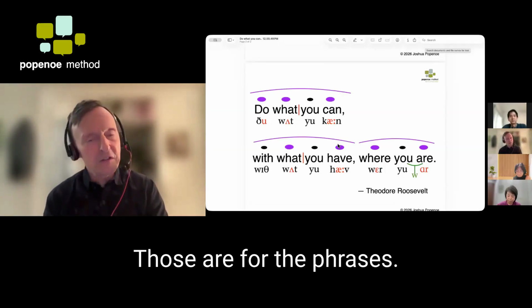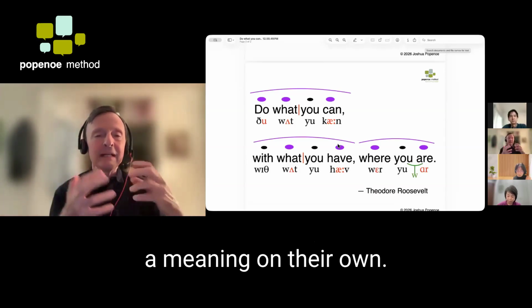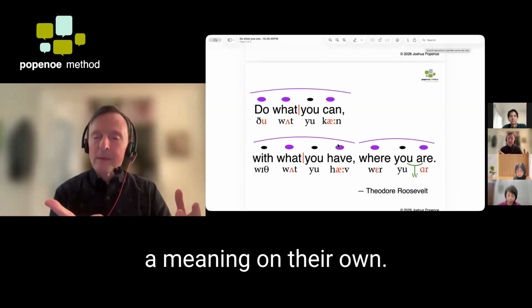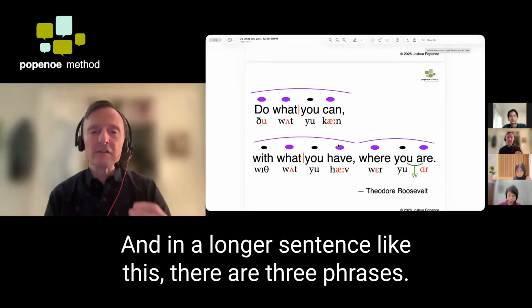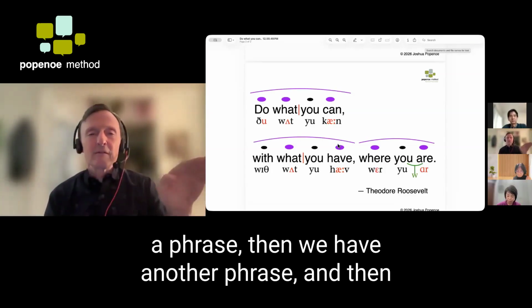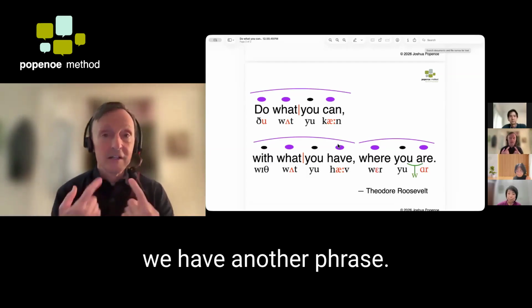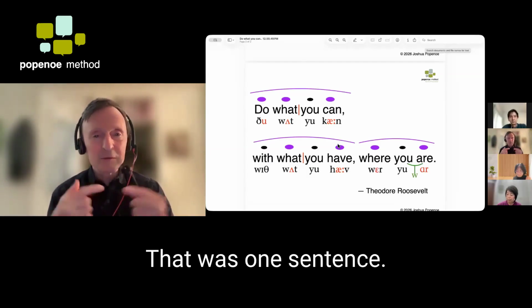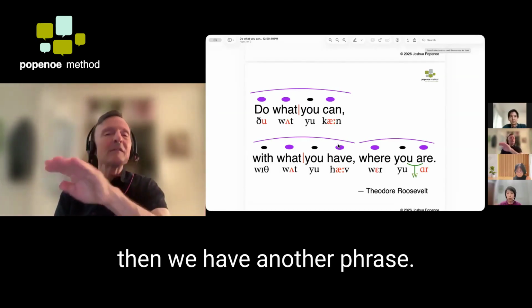Those are for the phrases. A phrase is made of words that go together and have a meaning on their own. And in a longer sentence like this, there are three phrases. We have a phrase, then another phrase, and then another phrase, just like I said now. That was one sentence.